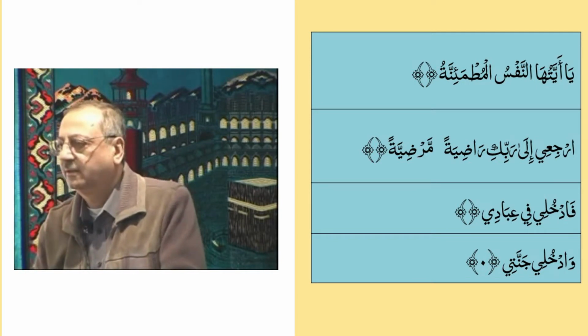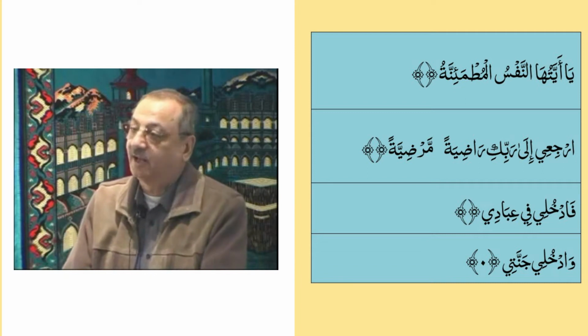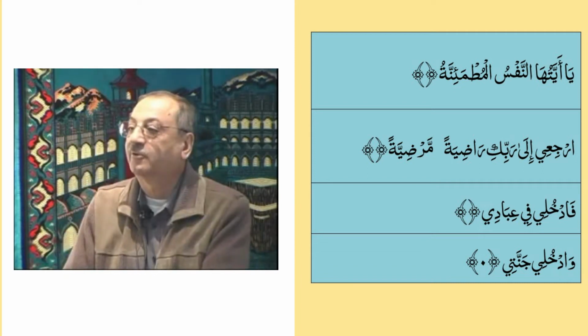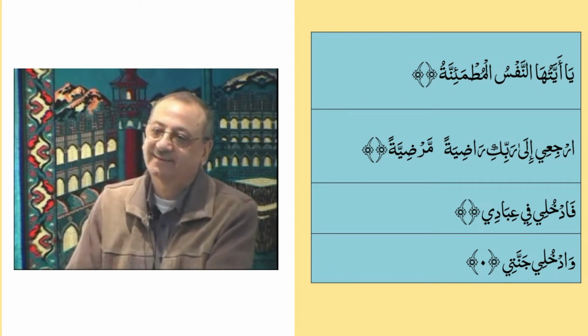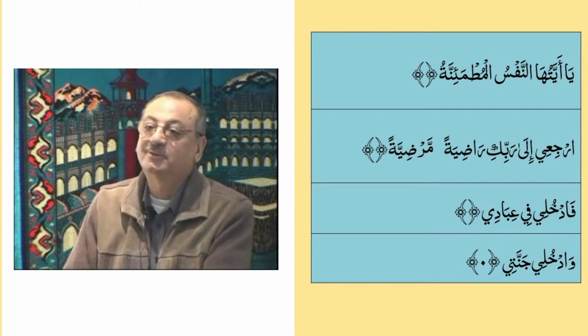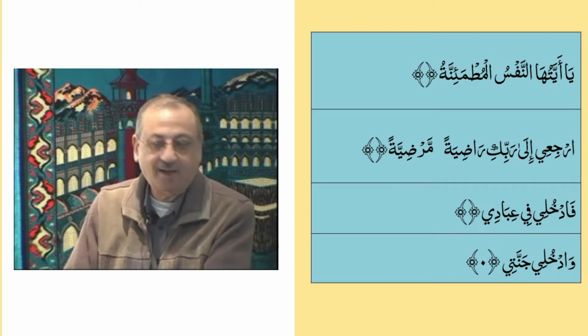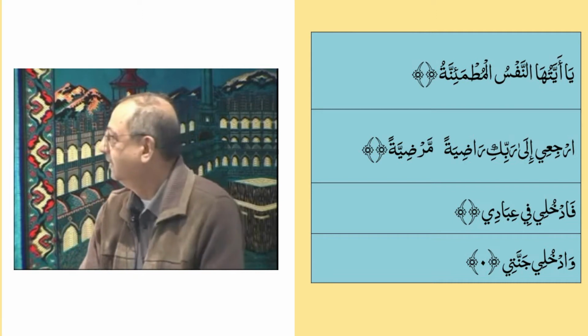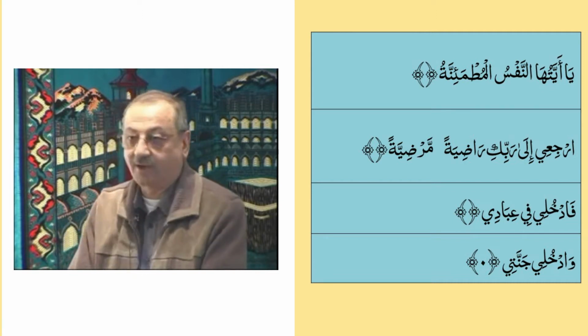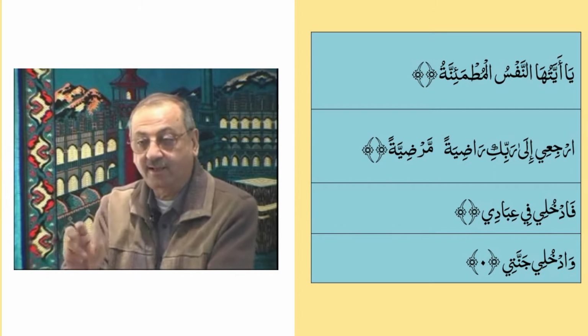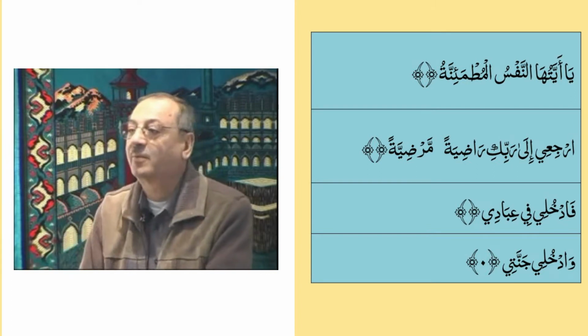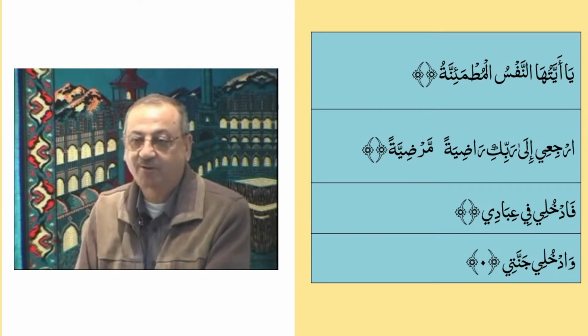What's going on? Ya, what is ya? Harfu nida. If there is harfu nida, there has to be munada, the one who has been called. Munada. Okay? We are going to learn how munada is made out of the verb. Everything we are going to learn.